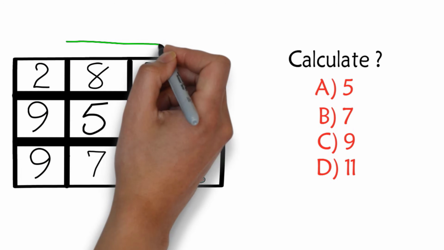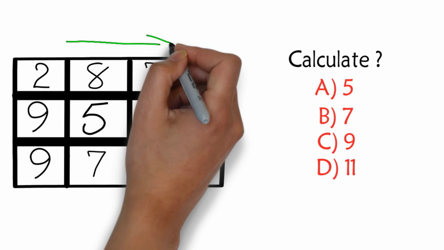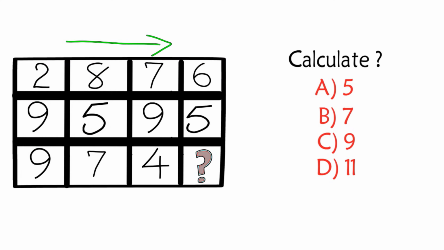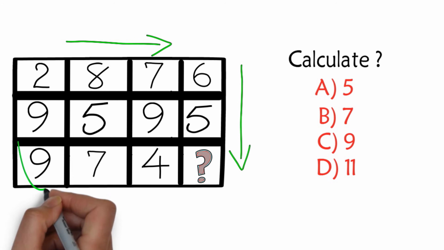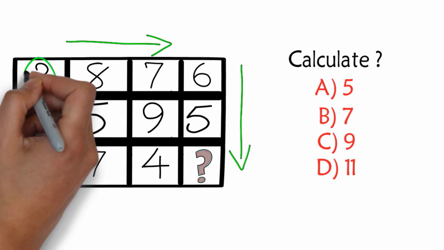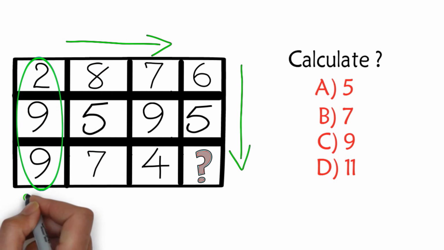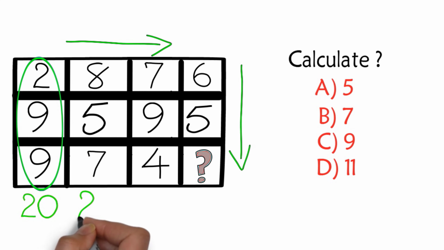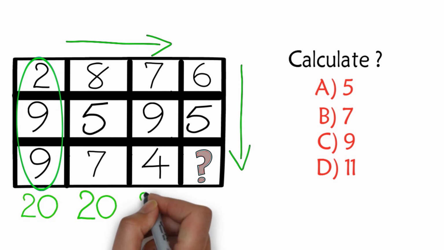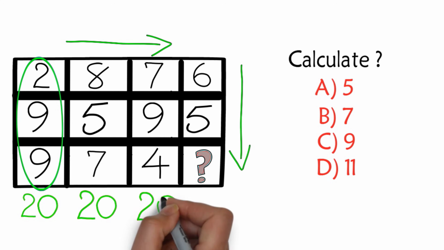The key to solving this problem is to determine the pattern. And the pattern can be either in the rows or in the columns. In this particular case, let's check the columns first. What you see is that each column adds up to the value of 20. For example, 2 plus 9 plus 9 is 20. 8 plus 5 plus 7 is 20. 7 plus 9 plus 4 is 20 as well.